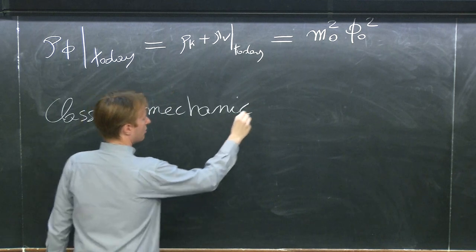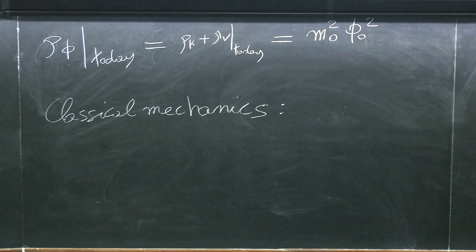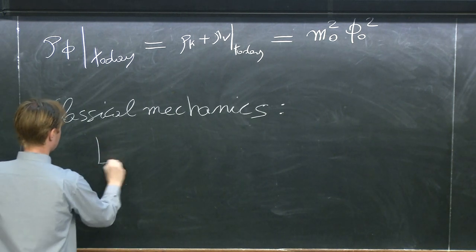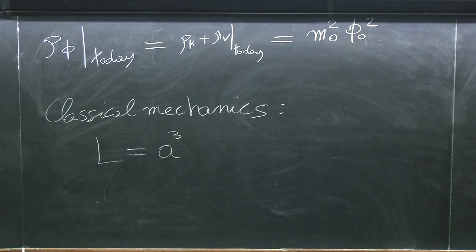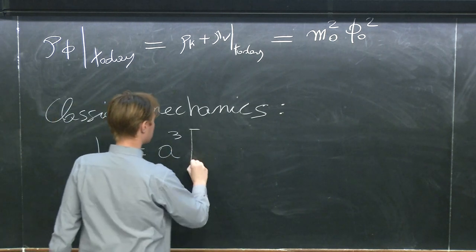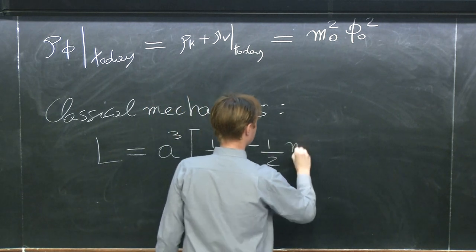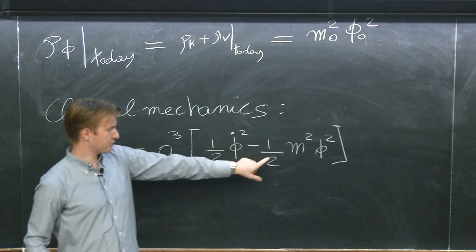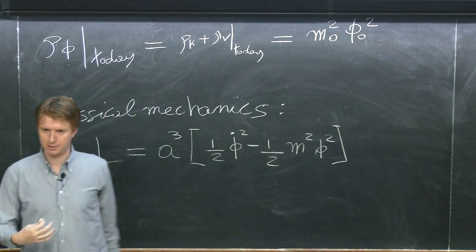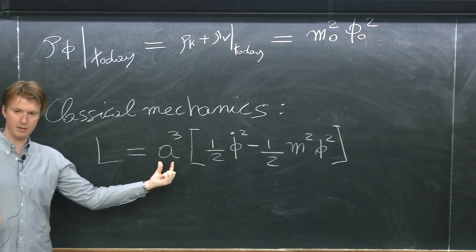Okay. Now, for mechanics, forget everything I told you about the axion. So I give you a Lagrangian like this. Lagrangian in classical mechanics, not in field theory. So this is the Euler-Lagrange equation in classical mechanics. So it's kinetic energy minus potential energy. The Lagrangian is L equals T minus V, kinetic minus potential, and I just multiply this Lagrangian by the cube of the scale factor.